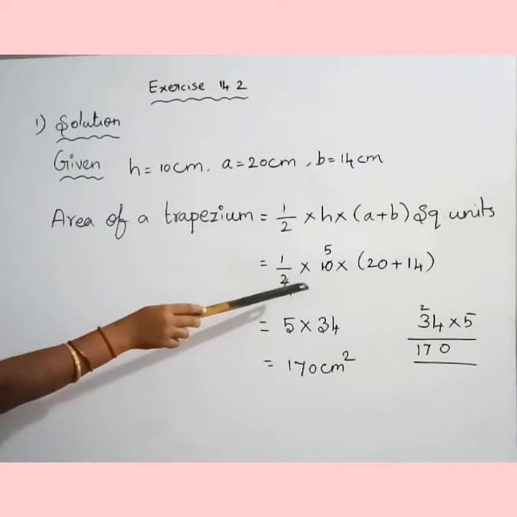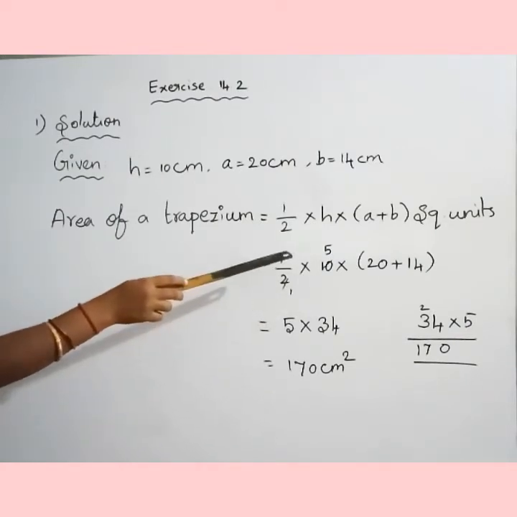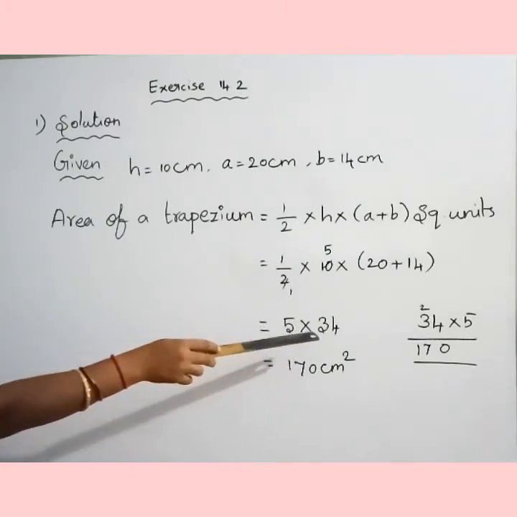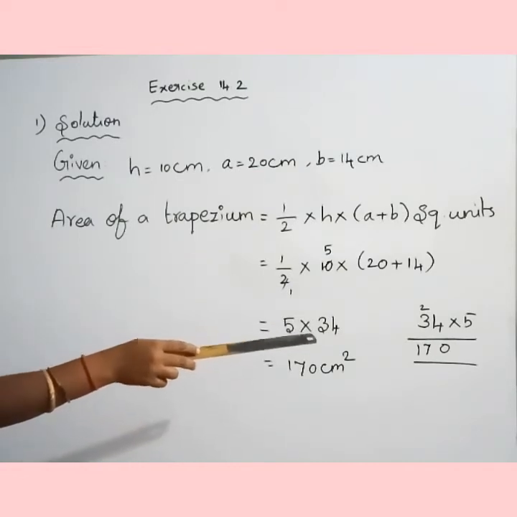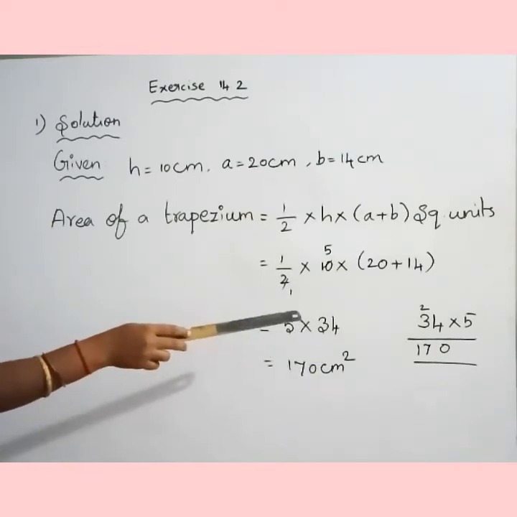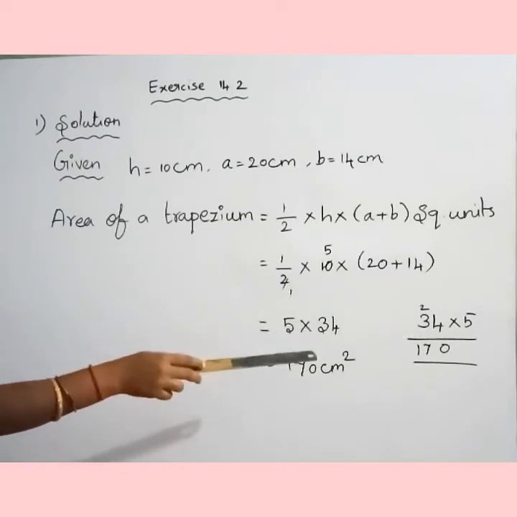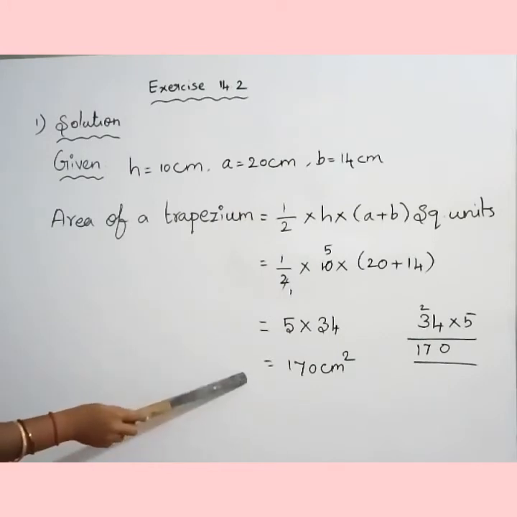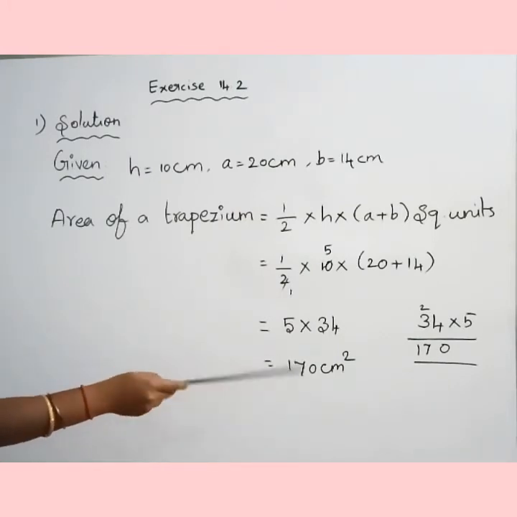Cancel these two values by the second table. 1 2s are 2, 5 2s are 10. So 5 into 34. Multiply these two values. 5 4s are 20, write 0. 2 is the remainder. 5 3s are 15. 15 plus 2, 17. Area of the trapezium equals 170 centimeter square. See, listen, square units is a must.